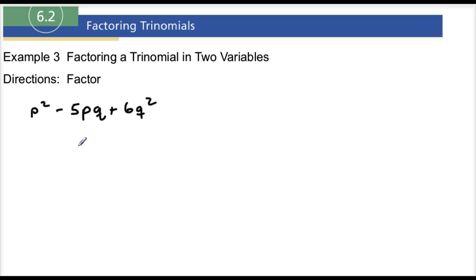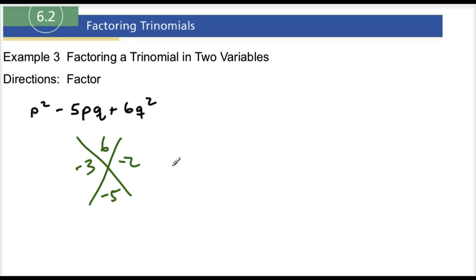So what I want to do first is still do my diamond, put the 6 on top, and put the -5 on the bottom right there. I'm just going to use a variation of this. So I want to find two numbers that multiply and give me 6, and when I add them, I get -5. And that would be -3 and -2. -3 plus -2 is -5, and -3 times -2 is 6.